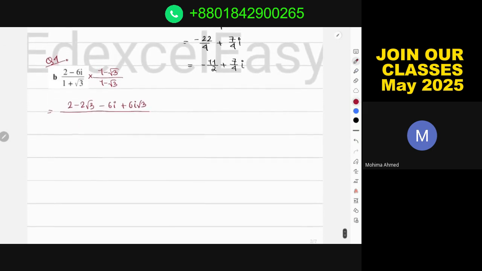After this, in the denominator, you're going to get 1 minus 3. That's going to be minus 2 in the denominator. And in the numerator, you got 2 minus 2 root 3. Unfortunately, you cannot add the 2 minus 2 root 3 over here, right?